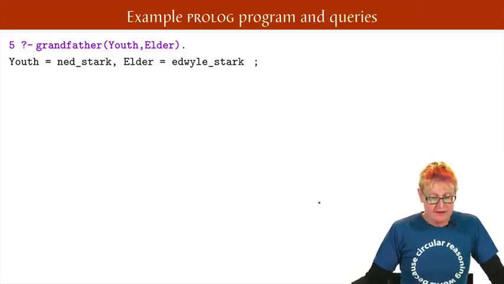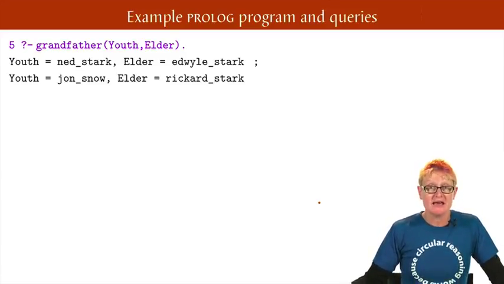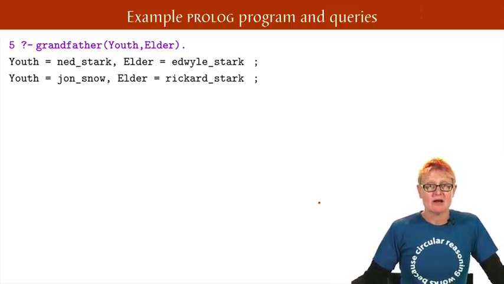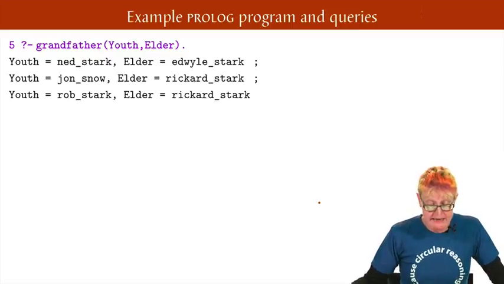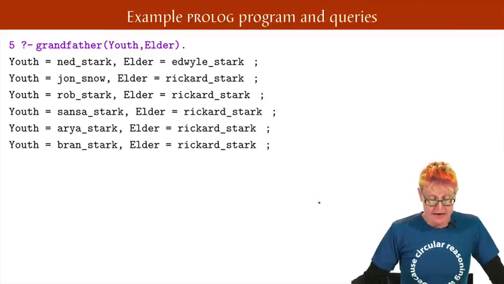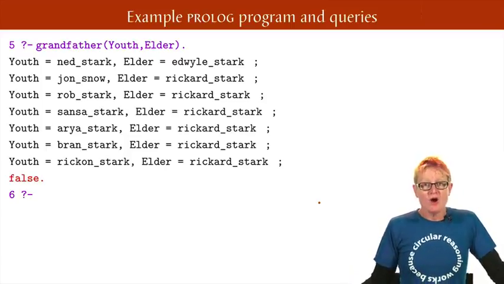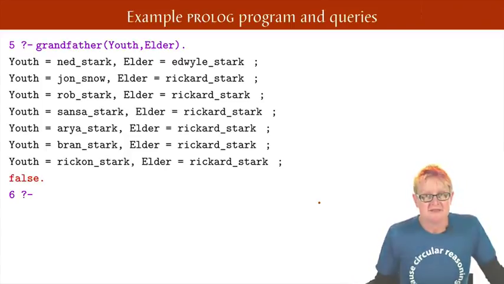Put in a semicolon to ask for more, and we get the pair Jon Snow and Rickard Stark. Another semicolon to ask for more, and continuing. And finally, we do get a false, saying from PROLOG, there are no more answers.